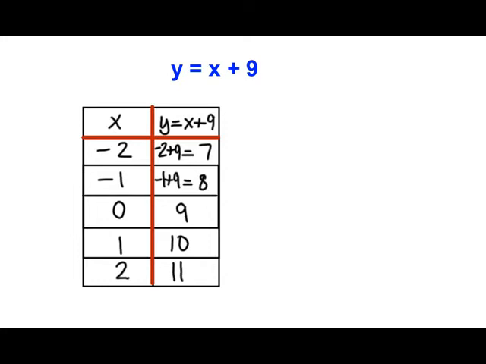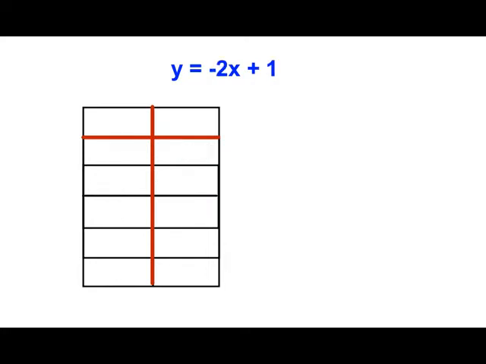Looking at that, there's a pattern between them. As I increase my x by 1, my y value increased by 1 as well. Let's try another one. This time I threw in a negative in front of my x. So we have to make sure to do our order of operations. I'm once again going to pick some x values. Doesn't really matter what you pick. -2, -1, 0, 1, and 2.